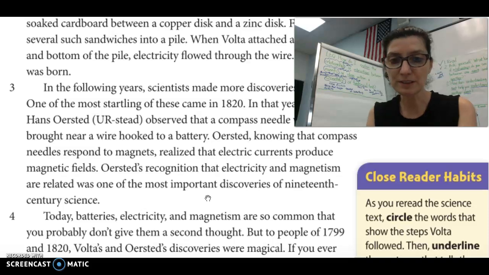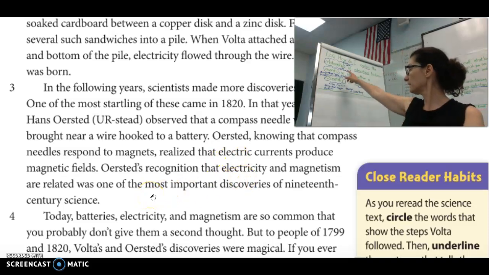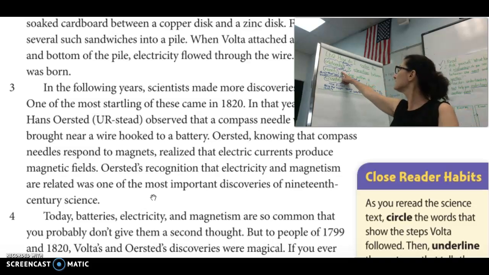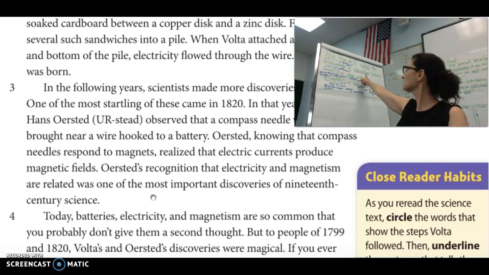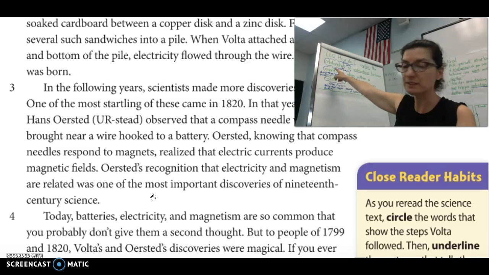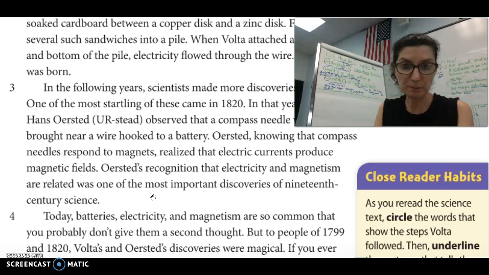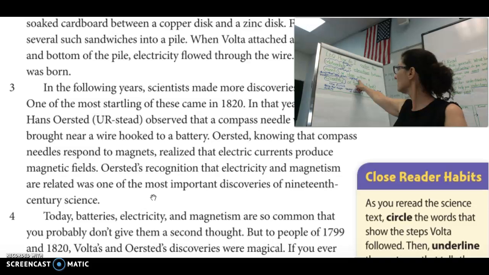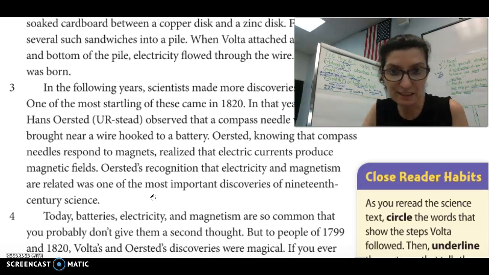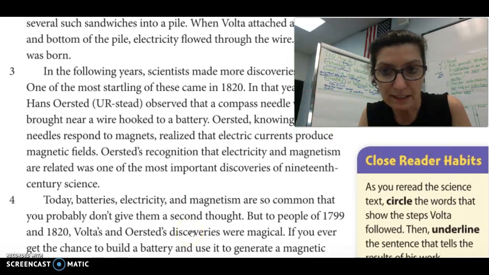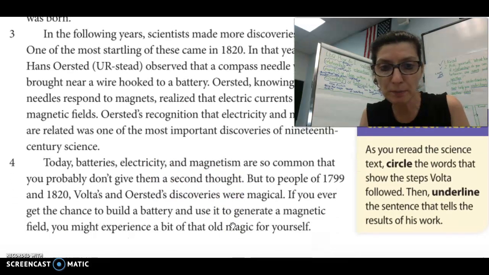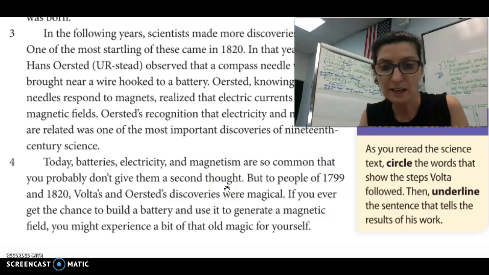Now, I'm going to stop there because I see that electricity and magnetism are related. Now, I look up here, that's a relationship right there. It's saying it's a cause and effect, and it's between two events. So it's very important, it says right there, within the scientific text. Today, batteries and electricity and magnetism are so common that you probably don't give them a second thought. So I'm saying that this is a connection right there, and that's related.